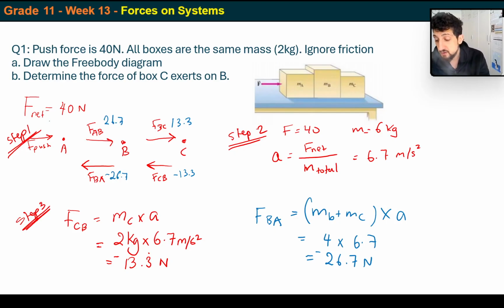Okay, so we've got a push force of 40 newtons to begin with, which results in box A pushing box B with a force of 26.7 newtons, and likewise box B pushing back on box A with a force of 26.7. Box B is going to be pushing box C with a force of 13.3 newtons, while box C is going to be pushing back on box B with a force of 13.3 newtons in the opposite direction. Okay, hopefully that wasn't too hard.